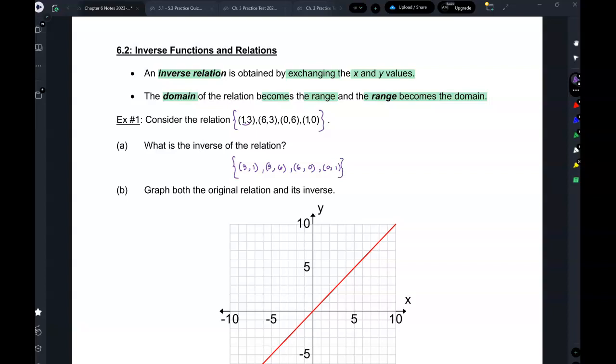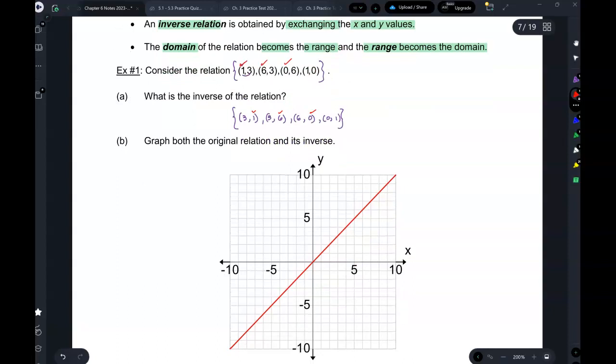Okay, that's it. So do you see, for the first one, the domain would have been 1, 6, and 0, right? Now, that is the range. Do you see that? The domain and range just switched. All right, next up, why don't we graph these?